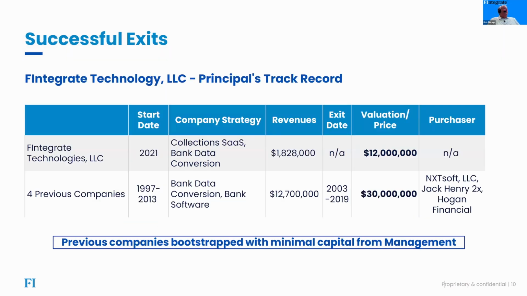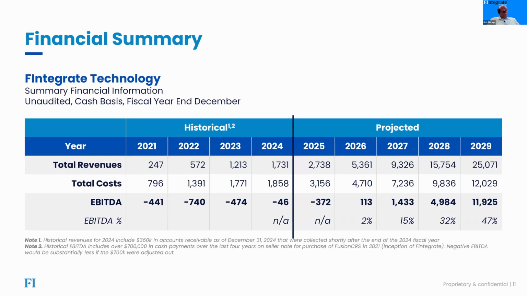Here is a little bit about the conversions, or the businesses I've sold before. Again, 4 previous exits in my career, and then Fusion CRS or Fintegrate is where we are today. It is worth noting that the 4 previous companies were bootstrapped, much like this one, with minimal capital put in from management. Here are our historical numbers.